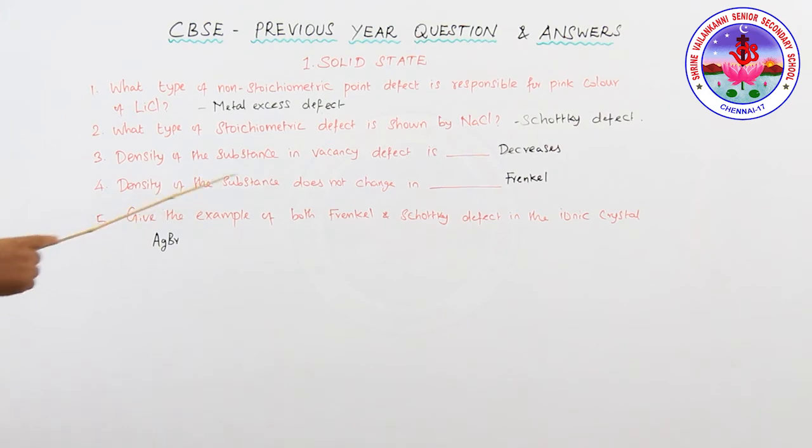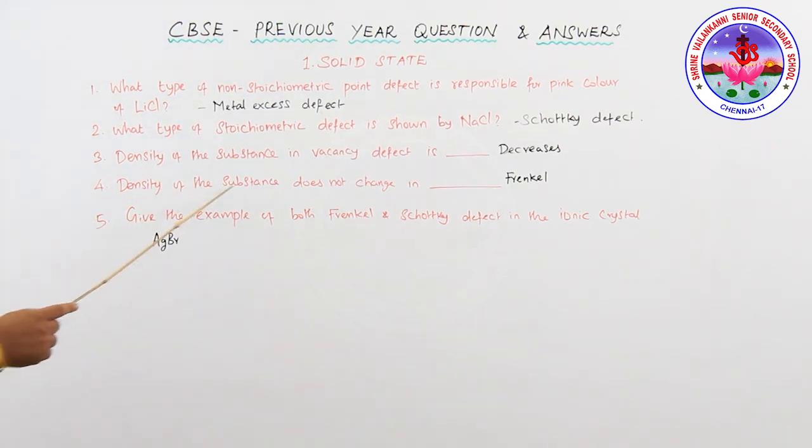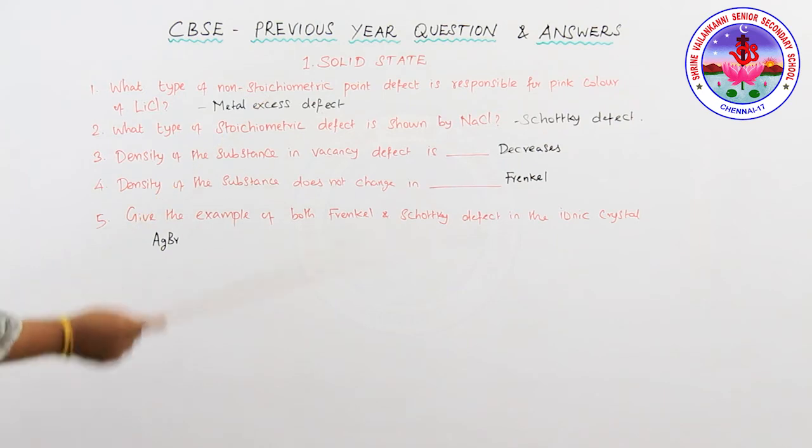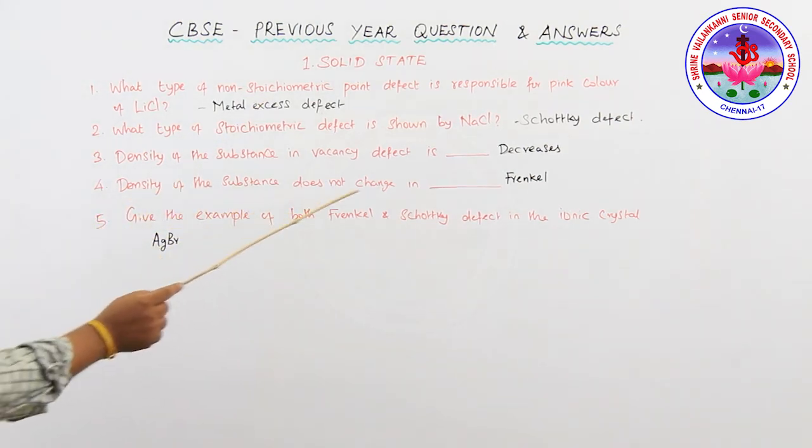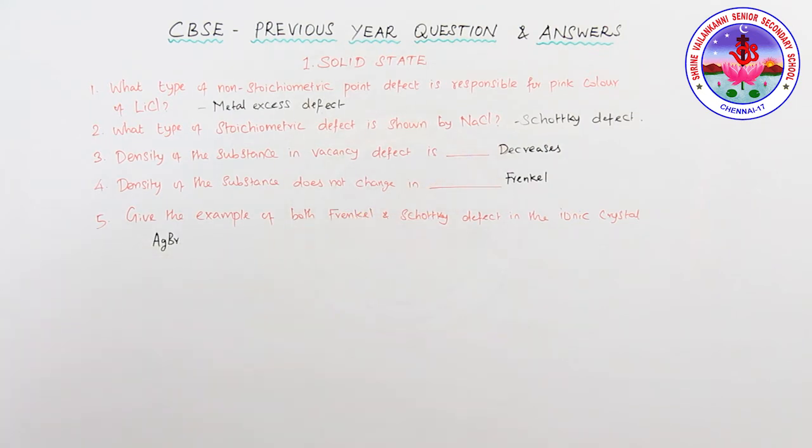Then, the density of the substance does not change in the crystal in a Frenkel defect. In a Frenkel defect, an equal number of cations and anions are missing. That's why the density of the substance does not change. So the answer is: density of the substance does not change in Frenkel defect.